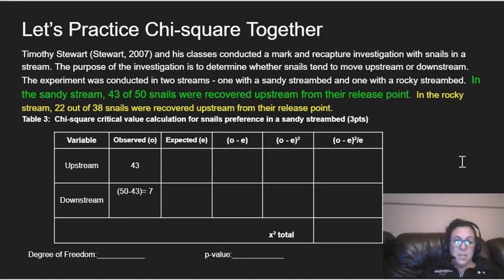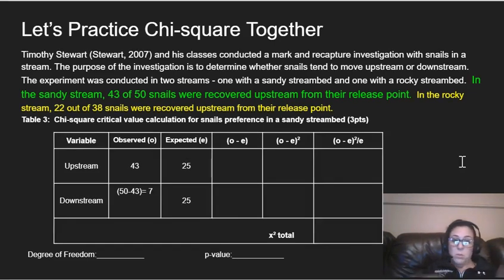My expected data, and I will say students always struggle the most with trying to figure out what the expected data would be. Remember that we are testing the null hypothesis, and the null hypothesis means that there is no effect, that the snails have no preference between upstream and downstream. So if we have 50 snails, and they're going to be relatively evenly distributed, we would expect half of them to be upstream, half of them to be downstream. We have 50 total snails, so there's 25 I would expect to be upstream, 25 I would expect to be downstream.